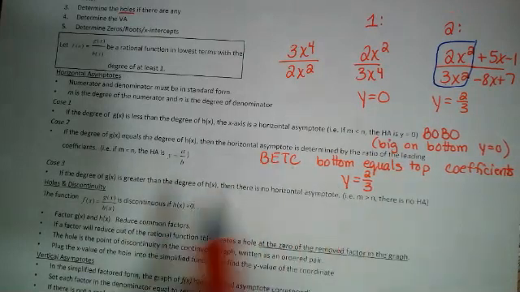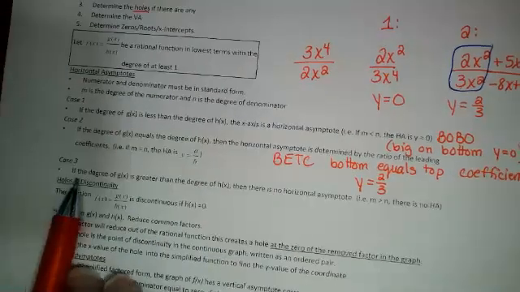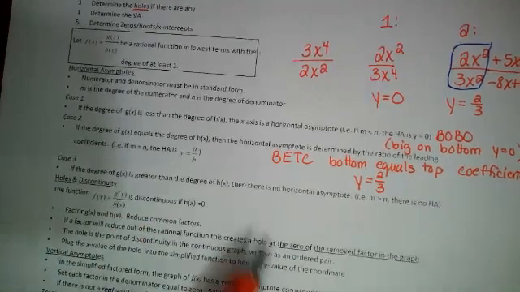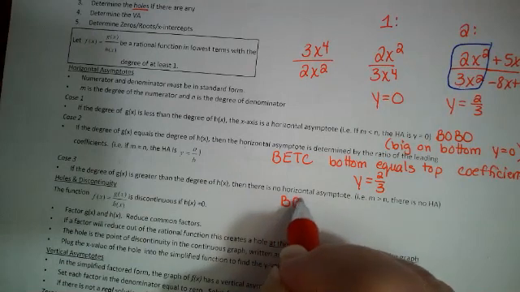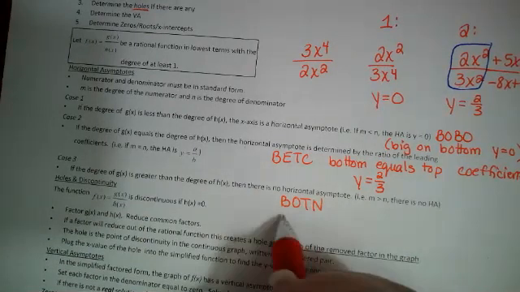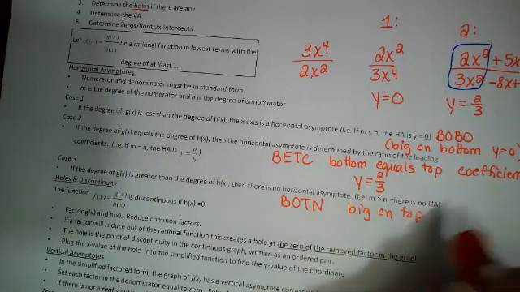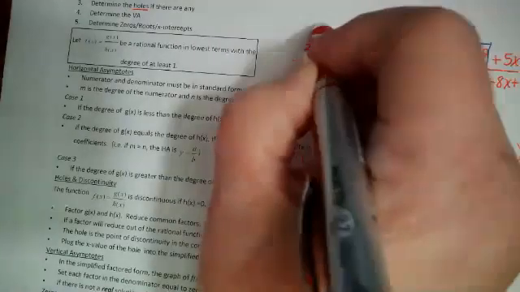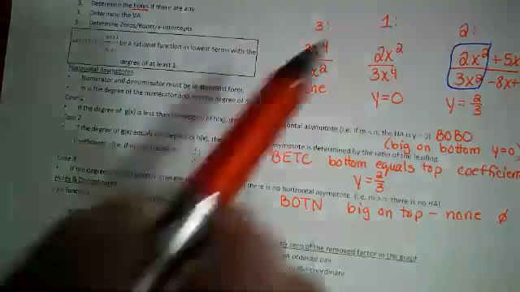And there's only one more case. What if the biggest one is on top? Case 3, if the degree of the numerator is greater than the denominator, there is no horizontal asymptote. So that one we called Botan. Bigger on top, there's none. You can write none, you could write empty set. There is no horizontal asymptote for this one.